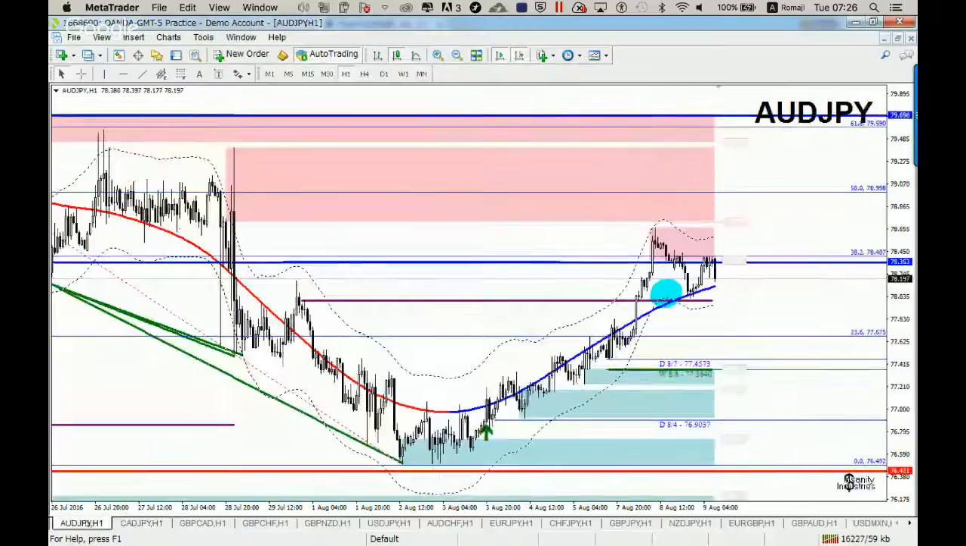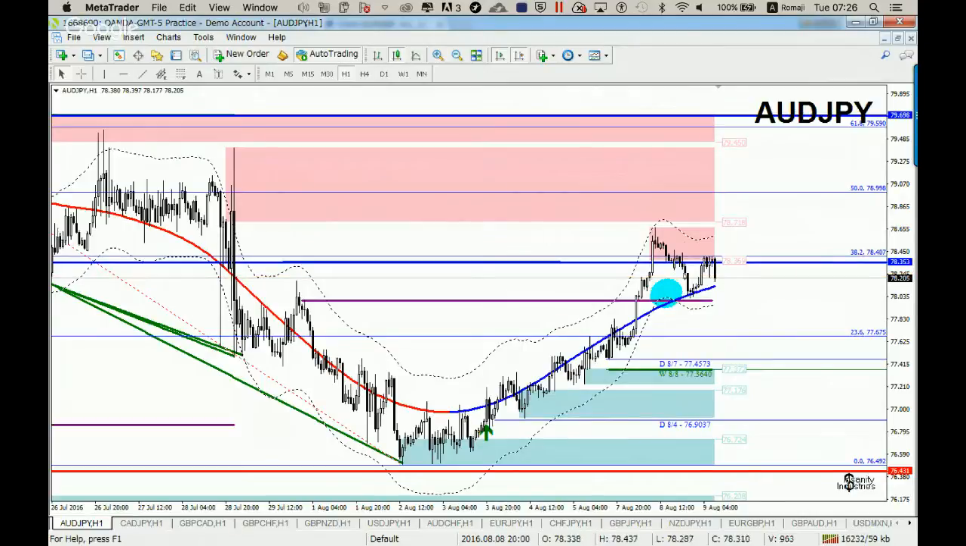And finally, Aussie yen. We hit our first target yesterday. I sent a signal to close part of the trade and move the stop to break even. So your stop should be at break even now. You should have already taken some profit at this initial profit target.